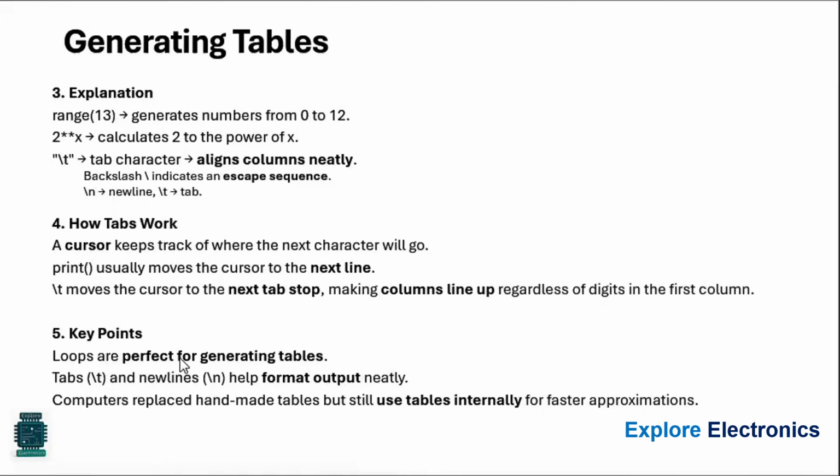Here the loops are perfect for generating tables. Tabs are for tabs, and new lines are for new lines. Backslash n writes new lines, backslash t takes the tabs. These two help to format the output neatly in table format.